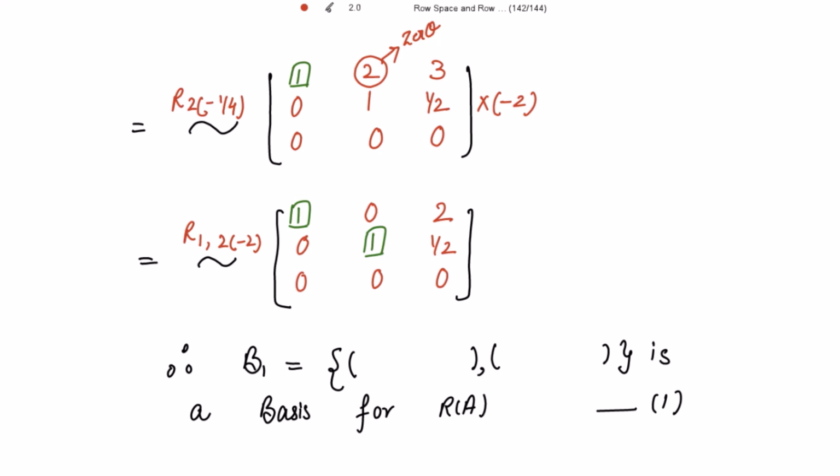So therefore, the bases are, yes, from row 1 we get 1, 0, 2. And from row 2 we get 0, 1, 1 over 2. So this is the basis for the row space of A. Please mark this as 1.